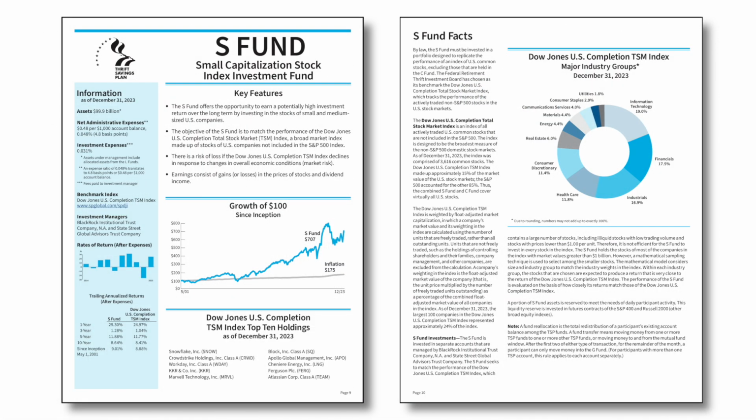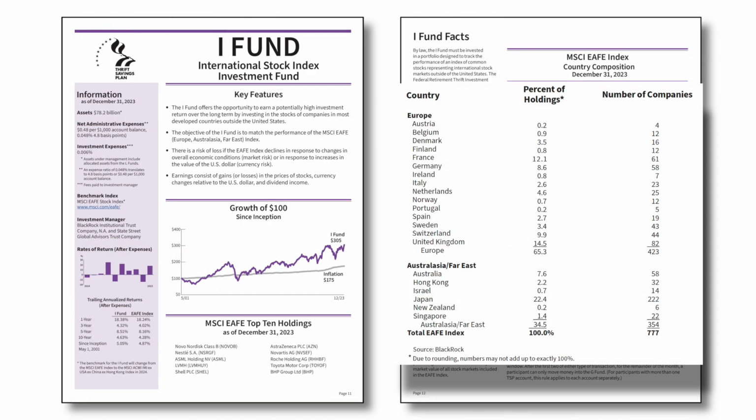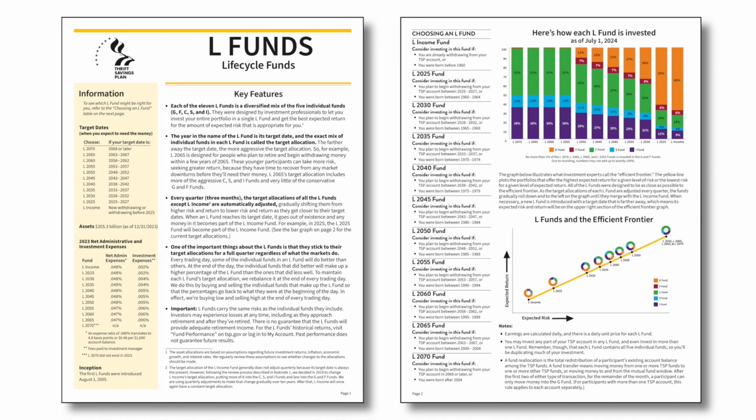The S Fund is diversified because it invests in all the mid and small U.S. companies not in the C Fund, and also has exposure to all the other major industry groups. And the I Fund is diversified because it invests in companies in many developed countries outside the United States, like France, the United Kingdom, and Japan, to name a few. And more information on Lifecycle funds.